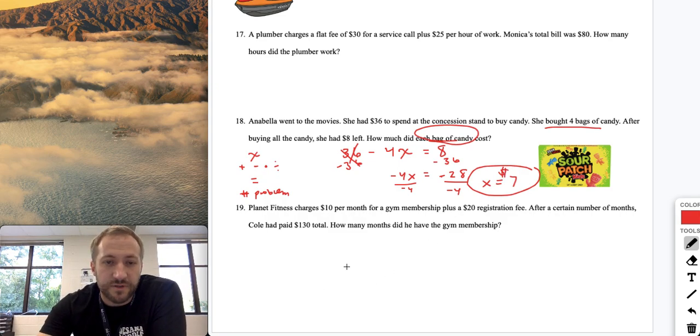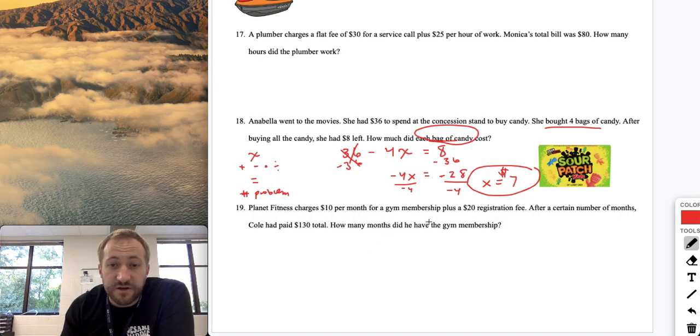All right, let's look at the next one. Planet Fitness charges $10 per month for a gym membership plus a $20 registration fee. After a certain number of months, Cole had paid $130 total. How many months did he have the gym membership? So, couple things to consider. The variable answers the question. How many months did he have the gym membership? That's what X has to tell me.